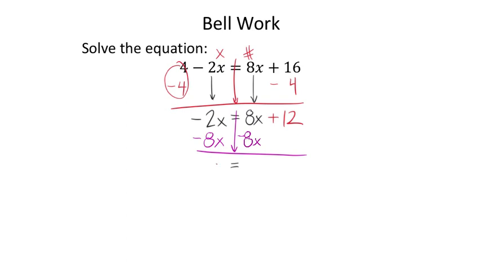So how many x's does that give me on the left? Negative 2x's minus 8x's would be negative 10x's. The 8x in black zeroes out with the purple minus 8x, and then we can drop this positive 12.